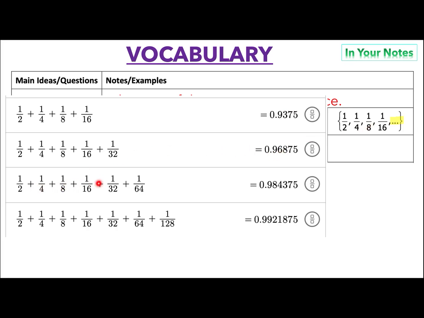So I kept it going. I added 1 more term. So double 32 is 64. I added all of these fractions together and I got 0.98. Once again, a little bit larger, but not by much.